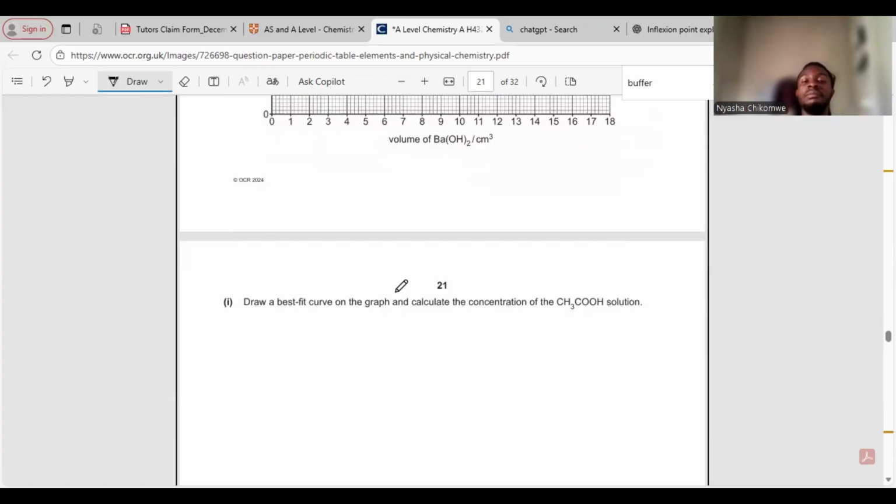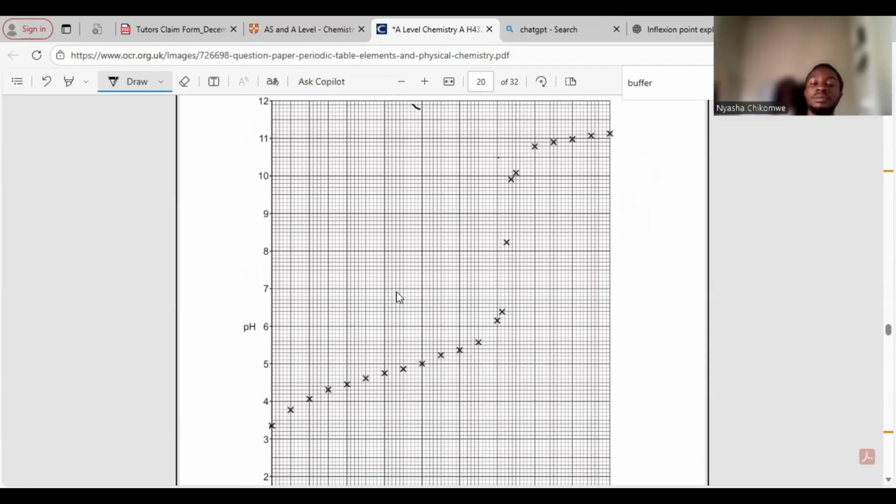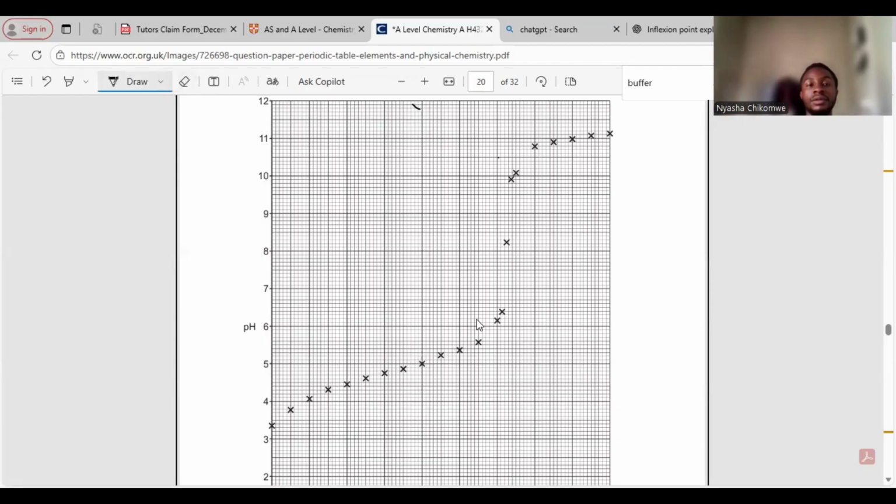Now the question says draw a best fit curve on the graph and calculate the concentration of the ethanoic acid solution. So for the best fit, you just have to connect these points, but you don't connect them in straight lines. They are connected in a smooth curve. Straight lines ruin your graph. Connect as many points as you can, maybe not all, but as many points as possible.